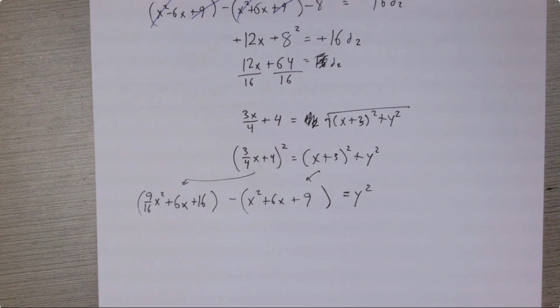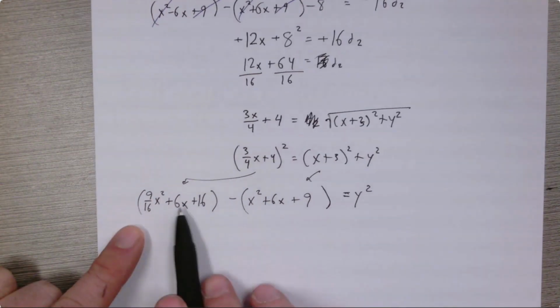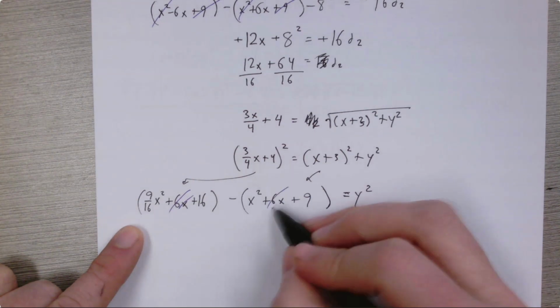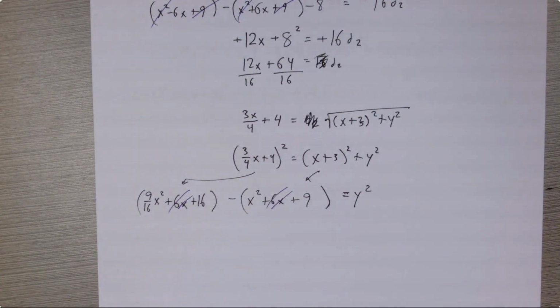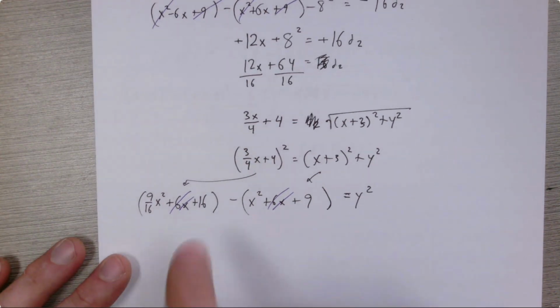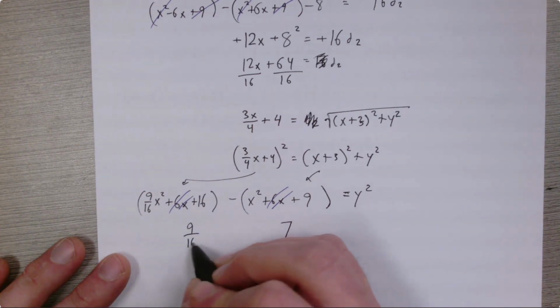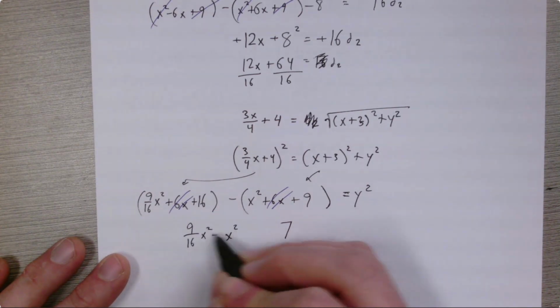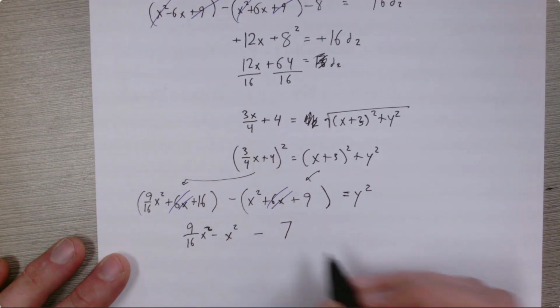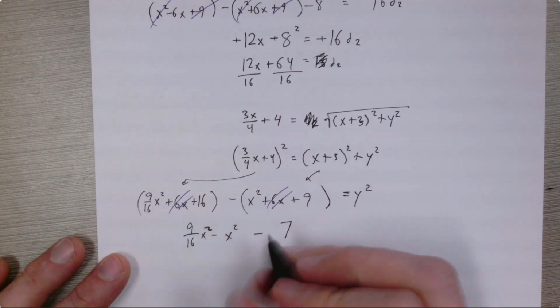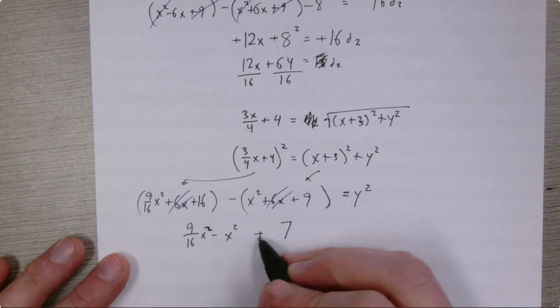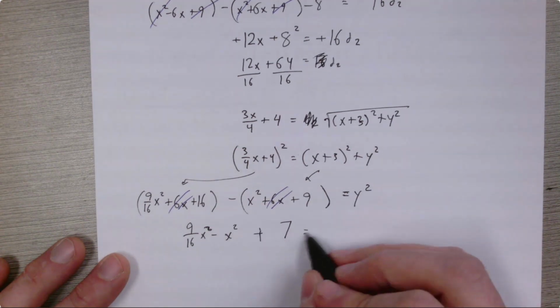And so again, we can kind of see what cancels. So those don't cancel, but I got 6x minus 6x. So those subtract to become 0. 16 and 9 become, well, okay, so 16 minus 9 becomes 7. 9/16 x squared minus x squared. So maybe that's worthy of just writing out that way. We can combine those in a second. Was this minus? No, this was plus because it was 16 minus 9. Okay. Equals y squared.